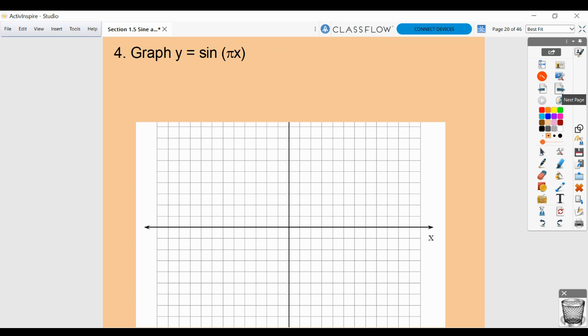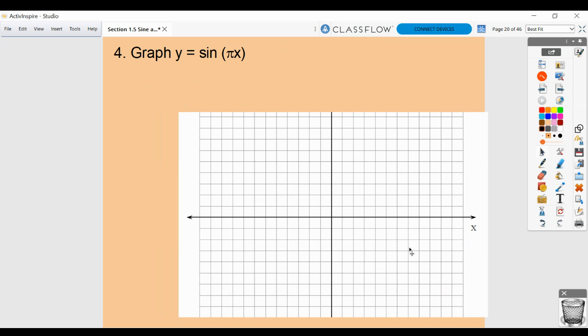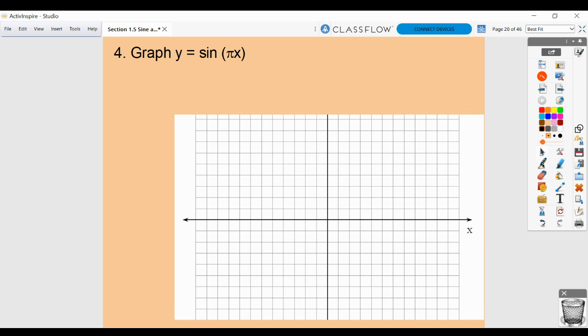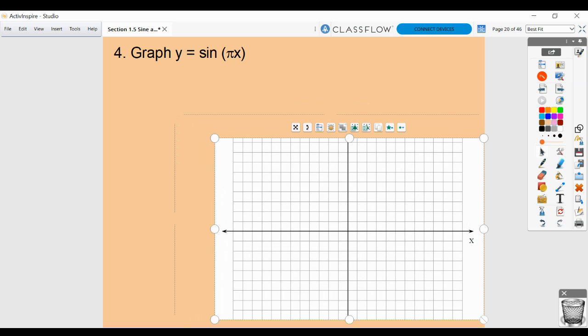Okay, so all we're doing today is a couple more examples of graphing. There's nothing else to learn in this section, so all we're doing is practicing. So our first example is y equals sine pi x. Remember, the first thing we need to figure out is our amplitude and our period. So the amplitude is always the number in front of the function, so that would be 1.